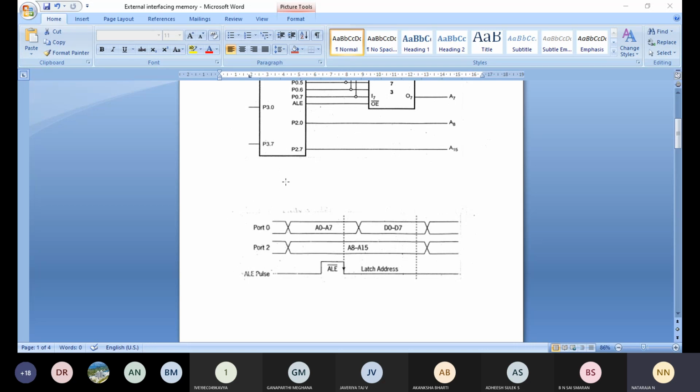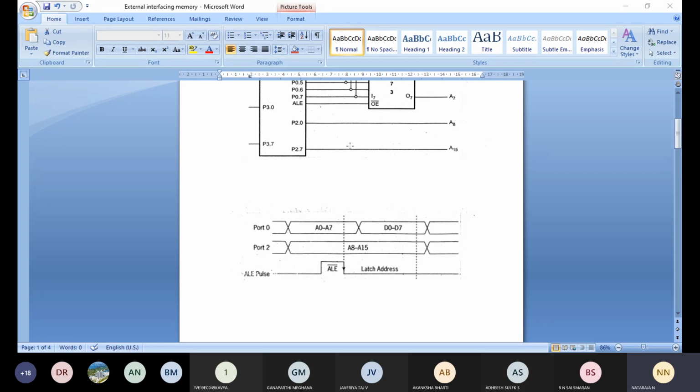How exactly are we going to use the ALE signal? Here the ALE signal is used to demultiplex, means we are going to separate the lower order address and data bus. Here we have a lower order address, means A0 to A7, we are going to call it the lower order. Both address bus as well as data bus we are going to separate. Here ALE bar is given. If ALE bar is equal to 0, that means ALE is logic high. If ALE is equal to 1, that is logic 0.